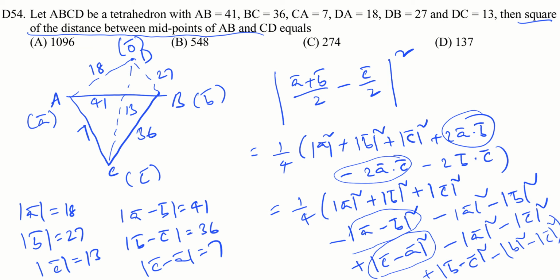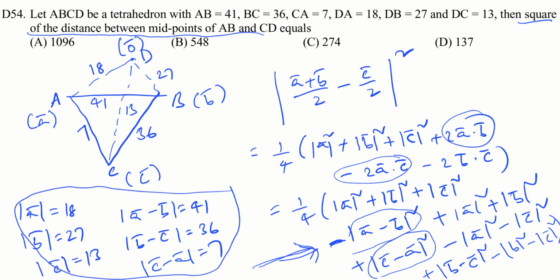Okay, so I think here in this place I made a calculation mistake. Because we are subtracting mod A bar square and mod B bar square, I need to add them to balance it. And now you know the value of each mod over here. Everything is provided here. You simply substitute and simplify. You'll have 137 as the answer.